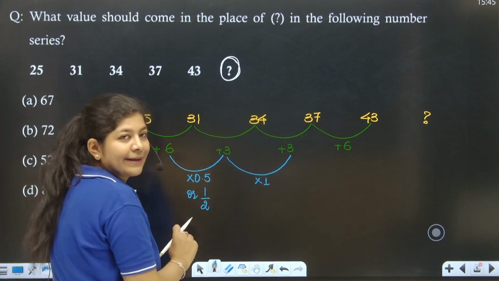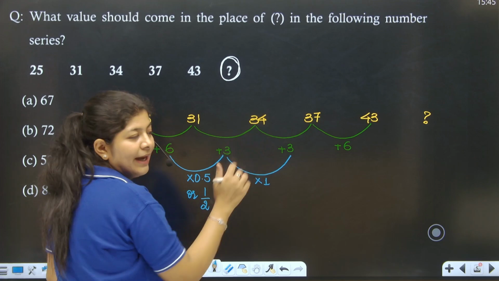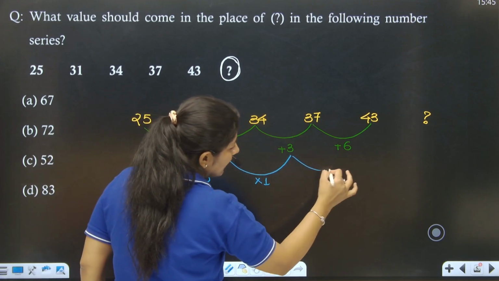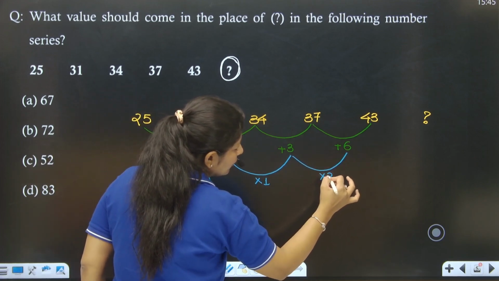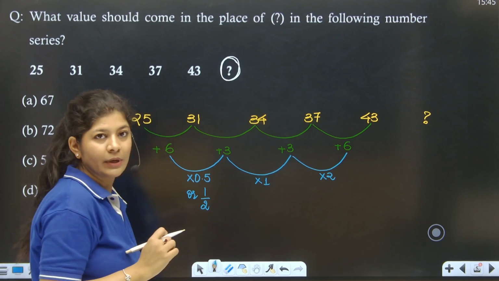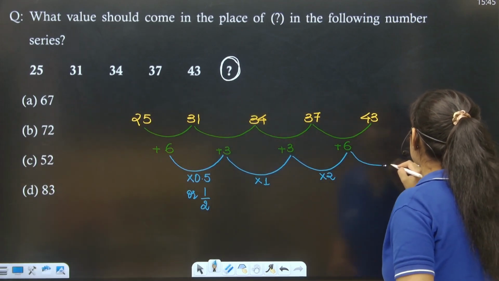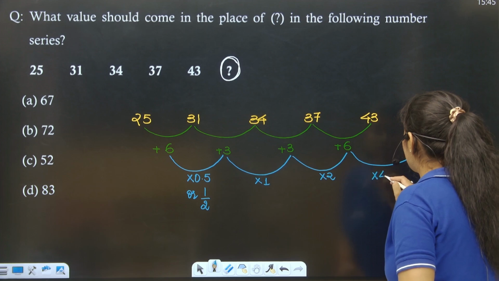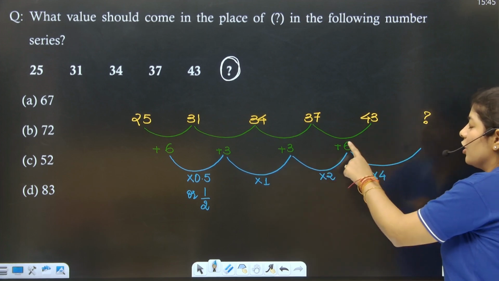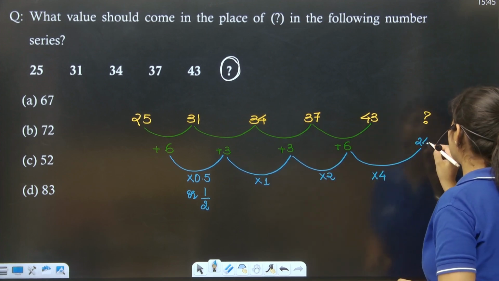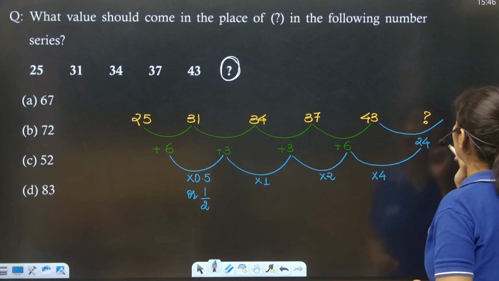Now I'm multiplying it by 1. So 3 into 1, again I'm getting 3. Now into 2, what are we getting? We are getting 6. Now basically if we are increasing, here we need to multiply it by 4, the double of it. 6 into 4, that is nothing but 24. That means I need to add 24 over here.